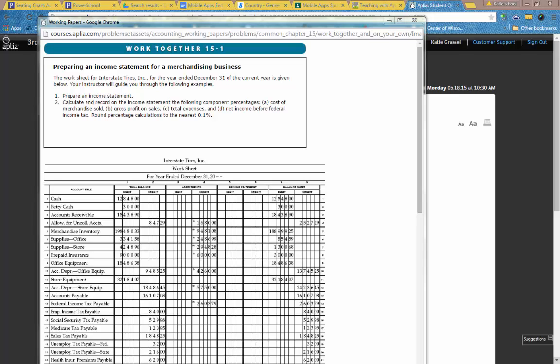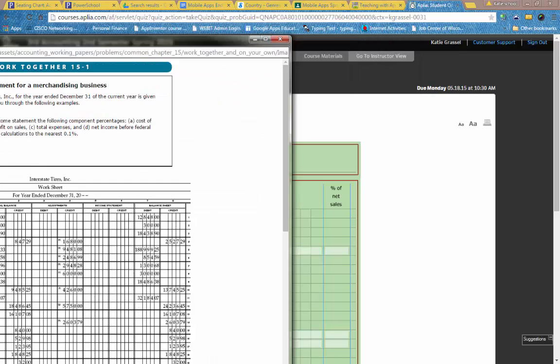So we're going to prepare an income statement, and we're going to calculate and record our income statement for the following component percentages. Notice in the directions, it gives you component percentages that you need to fill in. Cost of goods sold, gross profit on sales, total expenses, net income before federal income tax. And it also tells you to round your calculations to the nearest 0.1%. So they give you a completed worksheet, which is very helpful. That's going to be where we get our numbers from.